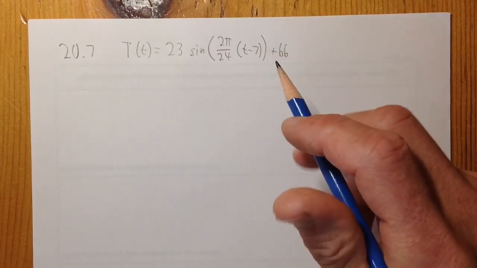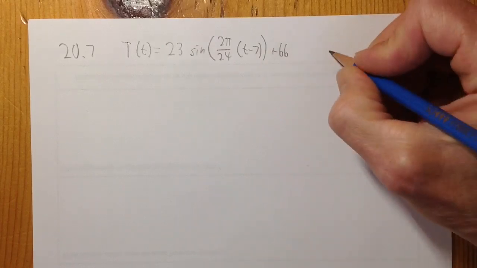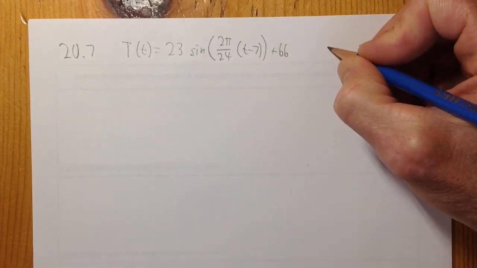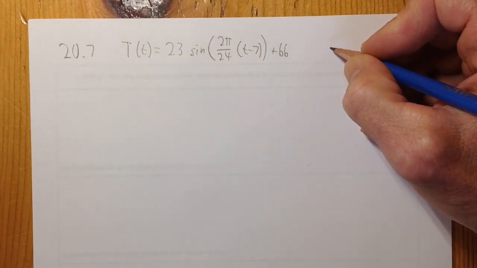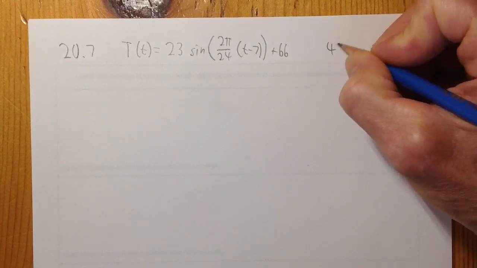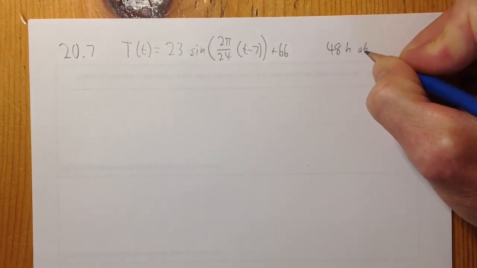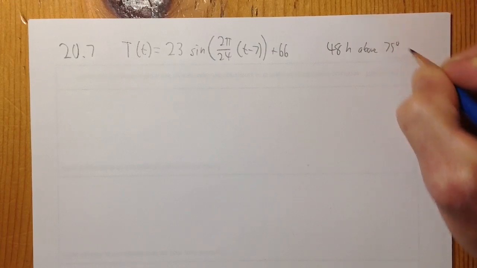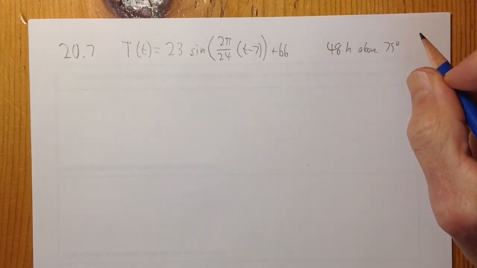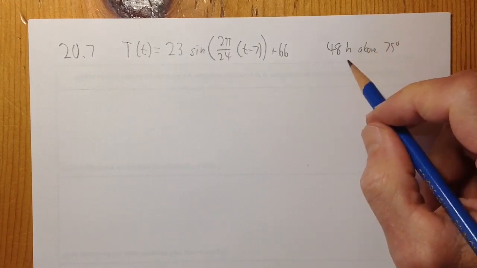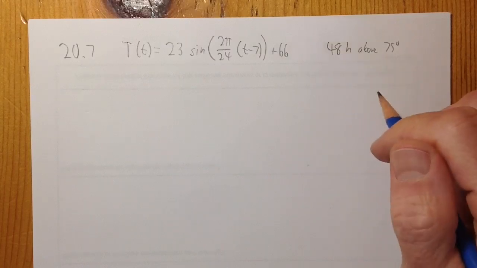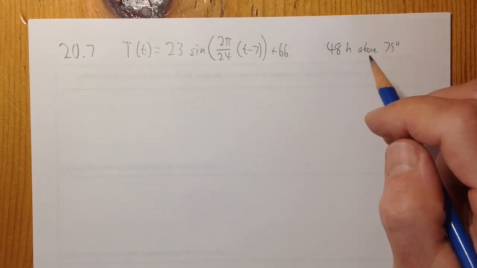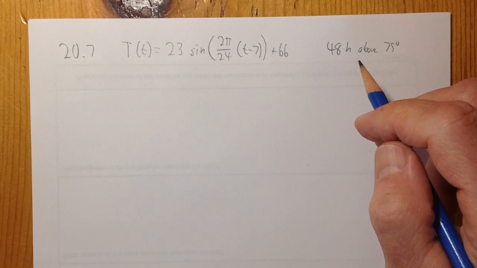Okay, so the first thing we should do is graph this, because they want to know how long do we need to wait to get 48 hours above 75 degrees. So we need 48 hours above 75 degrees to dry our paint. So when will the door be dry? What time, on what days, how many days after time 0 will the paint be dry? You paint the door at the house at 5 p.m. on Monday.